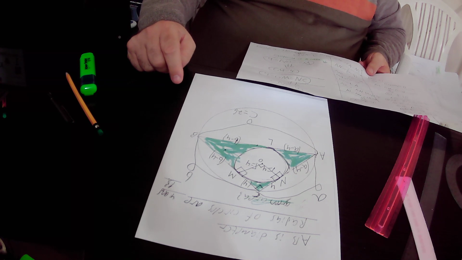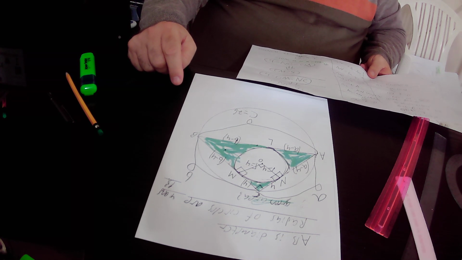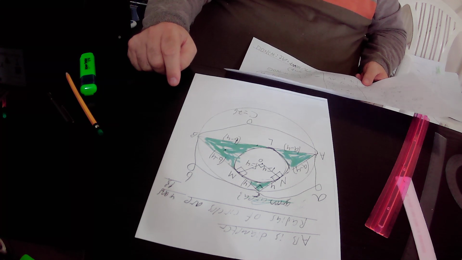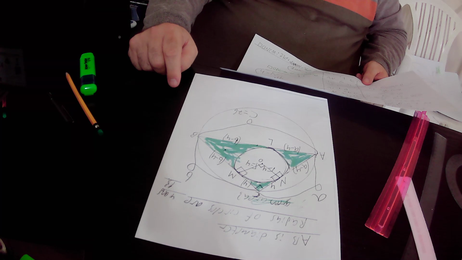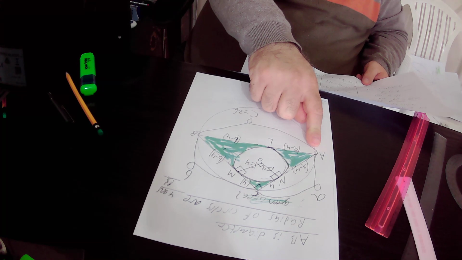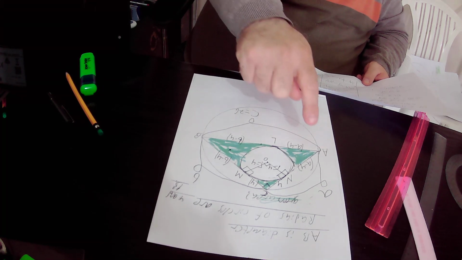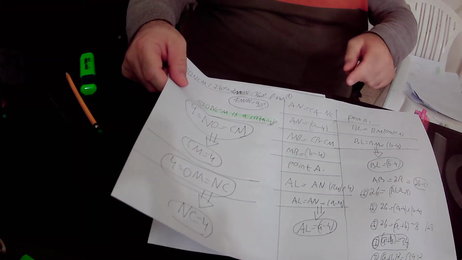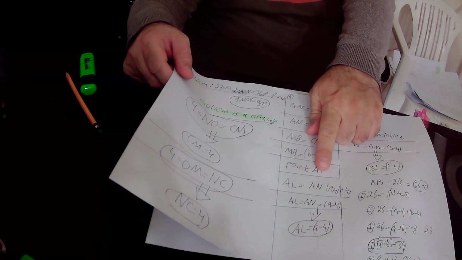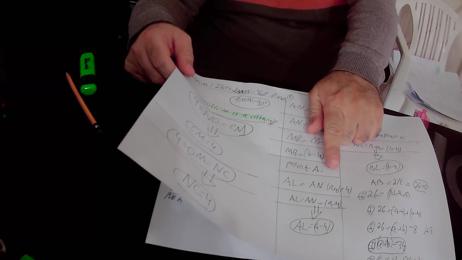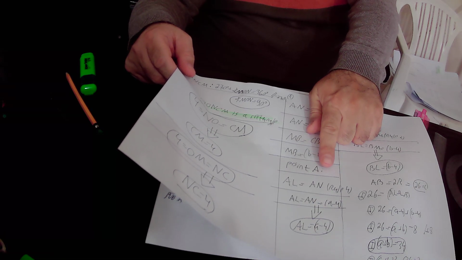Then I presented to you rule number 2. According to rule number 2, the lengths of two tangents from a common extreme point to a circle are equal. So if we focus on the common extreme point, point A, we have two tangents to the circle, tangent AL and tangent AN. According to rule number 2, they must be equal to each other. So AL must be equal to AN.